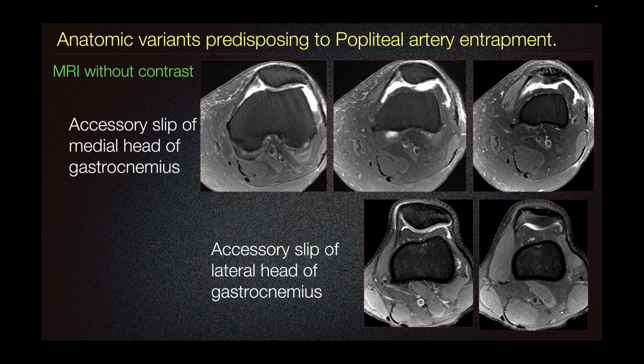Additional accessory slip that may predispose patients to popliteal artery entrapment includes the lateral head of the gastrocnemius. It is an accessory slip that may arise more medially from the posterior femur, but maintaining its position that is lateral to the popliteal artery right here, and its attachment more medial to the femoral condyle, as we can see here.